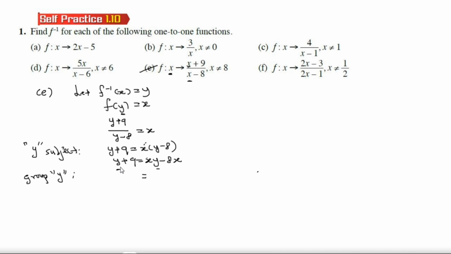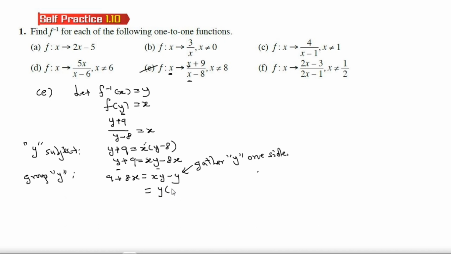So what I do, I minus y both sides, so I have xy minus y, and I add 8x both sides, so I have 9 plus 8x. So make them one side, gather all the y terms, 把它们全部 y terms 呢搬去同一边。Okay, then factorize it, pull out y.